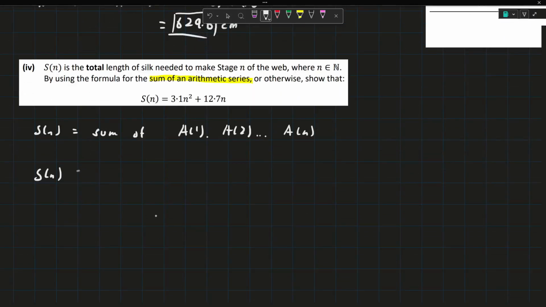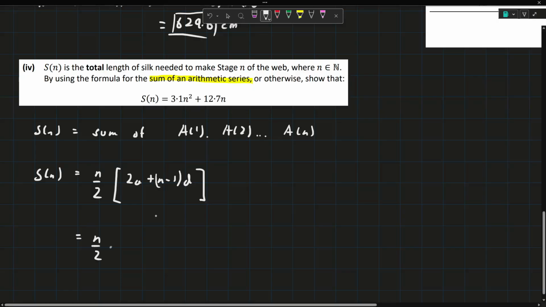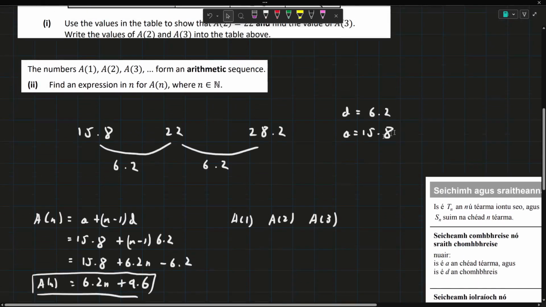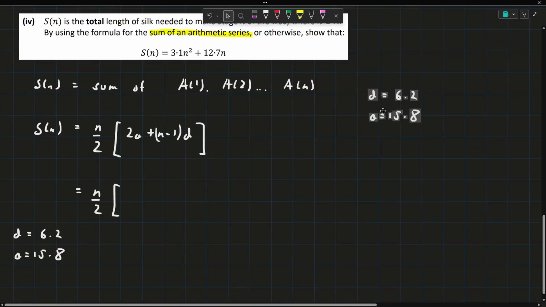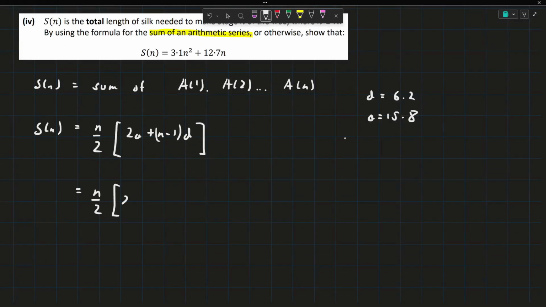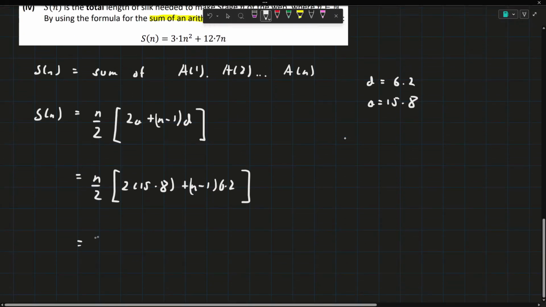So we're going to have n over 2 multiplied by 2a plus n minus 1 multiplied by d. And then we can just sub in the values. So we have n over 2. And remember what a and d were. We had them up here from doing part 2. So I'll just bring them down here. So a, we're going to have 2 times 15.8 plus n minus 1 times 6.2. And then we just need to simplify this to get what they have in the question.